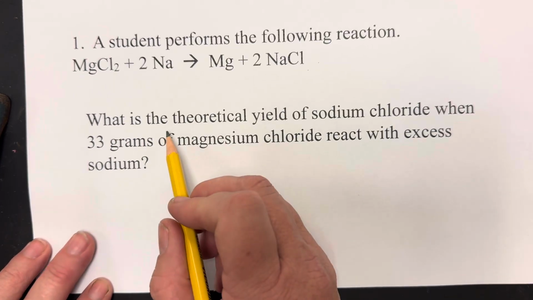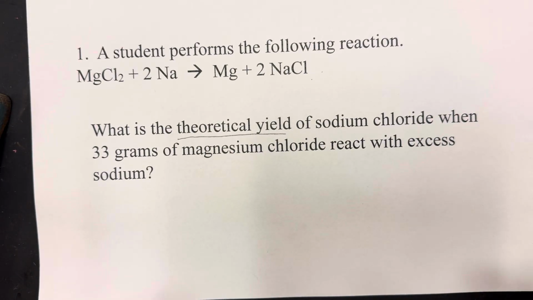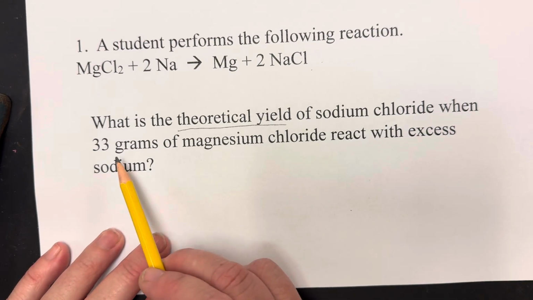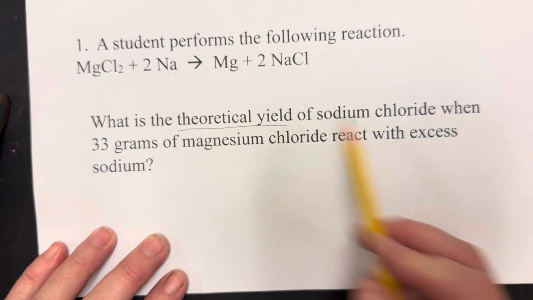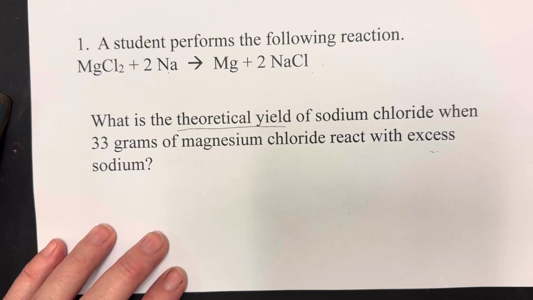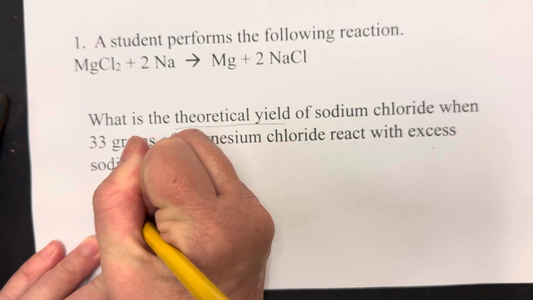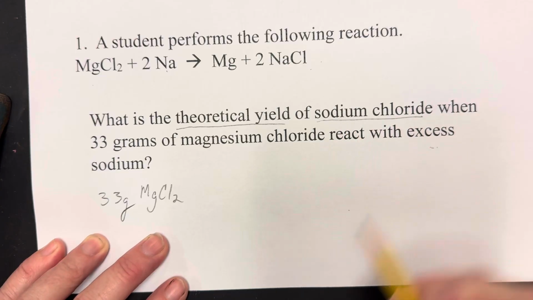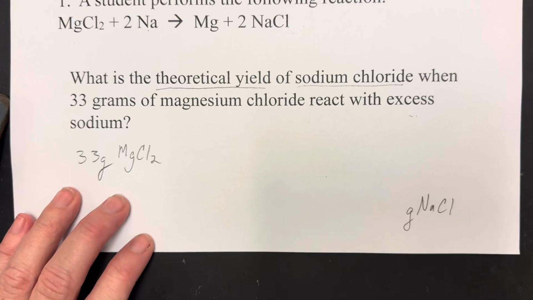All right, next up. When I use the phrase theoretical yield, that means ideally what should happen. This is what we calculate on paper as opposed to what a student or you would get in a laboratory. All right. So I have 33 grams of magnesium chloride reacting with excess sodium. Remember, excess means you have plenty of it. So that's not going to be the one that runs out. So we're just interested in this 33 grams of magnesium chloride, MgCl2. And I want to know how much sodium chloride, so my final answer, grams of NaCl, will be produced.